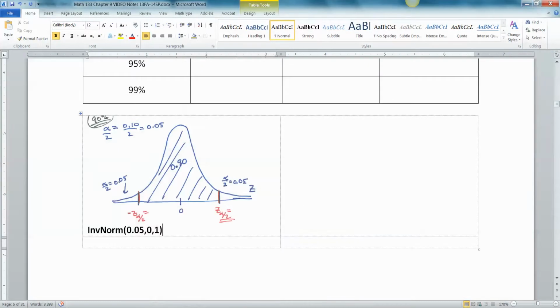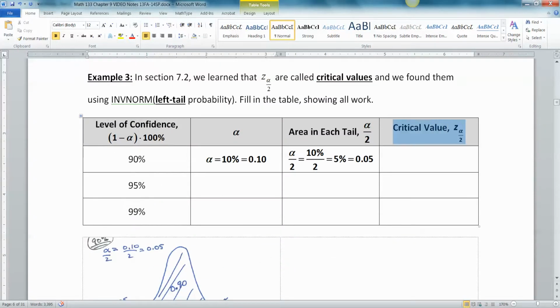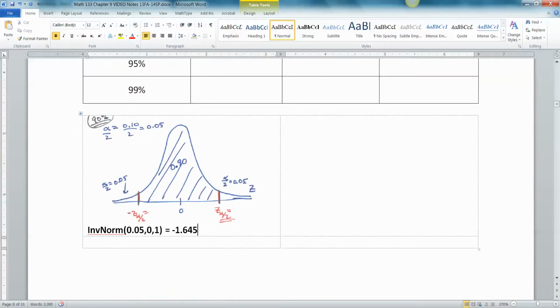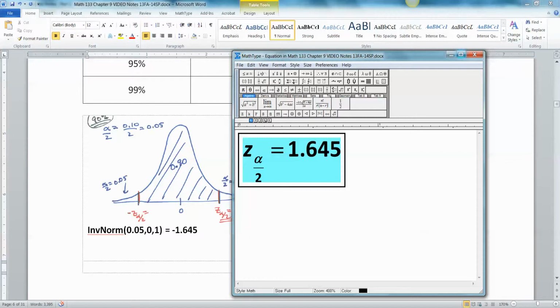So it found the one on the left. So the one on the left is negative 1.645. So this one over here on the left is negative 1.645. So the positive one, which is actually what we were really looking for, is over on the right-hand side. So z alpha over 2 is equal to positive 1.645. So by doing 0.05, I found actually the one on the left. But I really wanted the one on the right. I wanted the positive one.